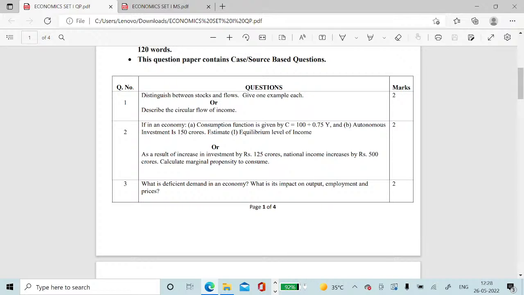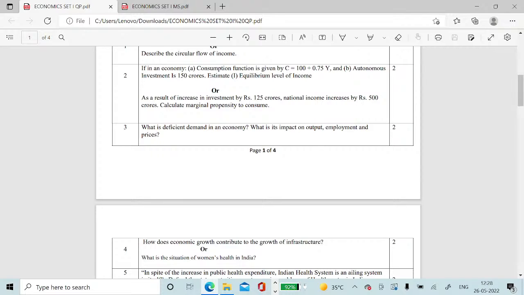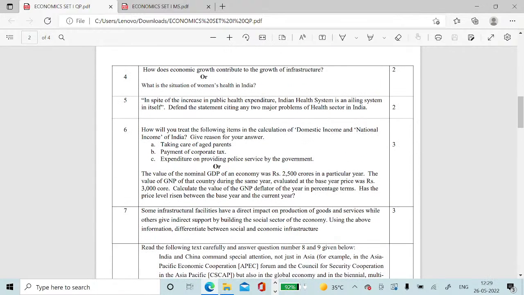Third, what is deficient demand in an economy? What is its impact on output, employment and prices? Fourth, how does economic growth contribute to the growth of infrastructure? Or what is the situation of women's health in India?